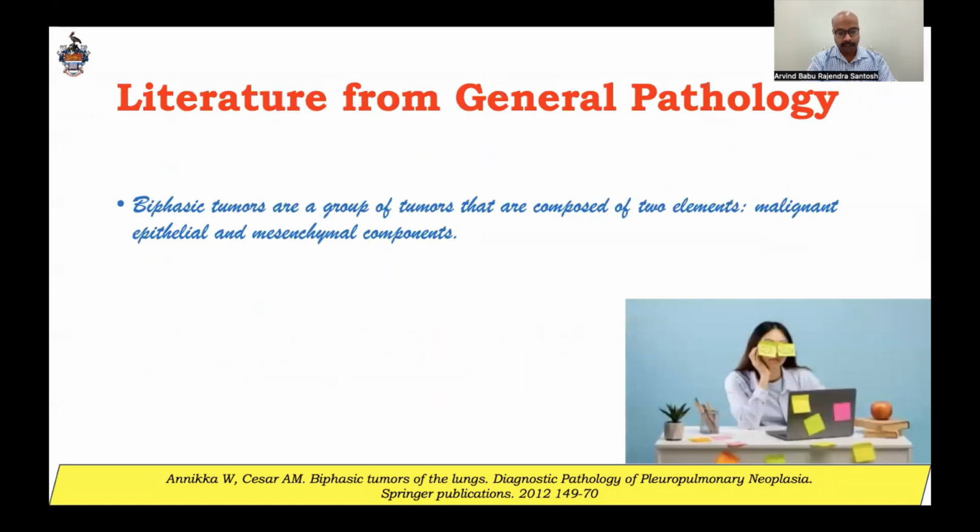So as I said, I started searching the literature, and I found this was more supportive for my presentation, where it defined biphasic tumors as a group of tumors that are composed of two elements, malignant epithelial and mesenchymal components. And this is taken from a Diagnostic Pathology article from Springer.